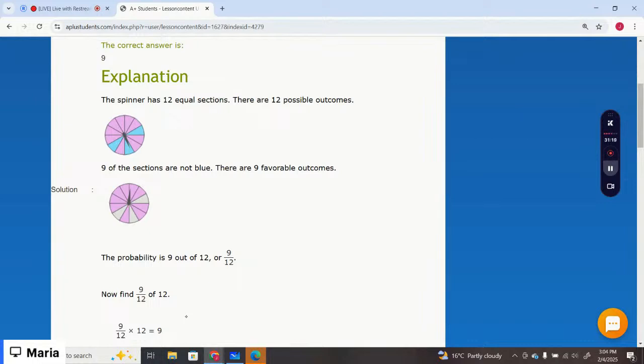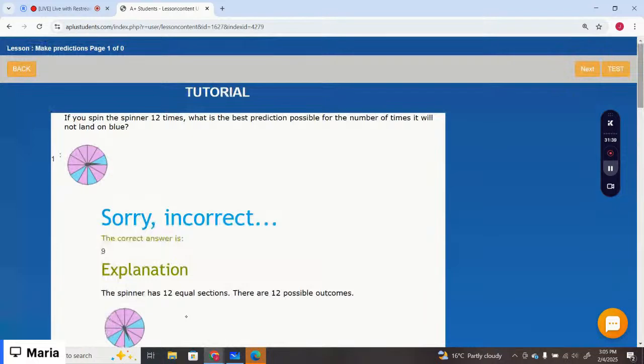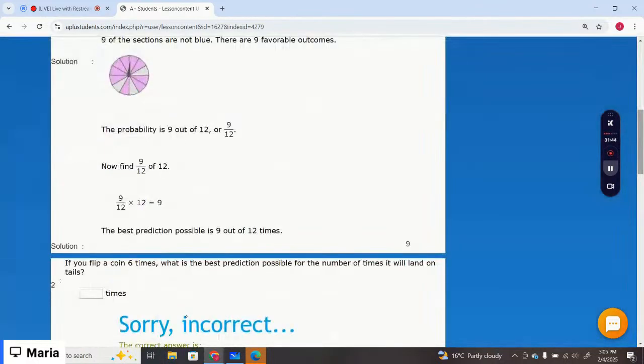The spinner has 12 equal sections, right? So the ones that are not blue means the purple ones. They are 1, 2, 3, 4, 5, 6, 7, 8, 9. So the probability of the event that is not blue is 9 out of 12. You spin the spinner 12 times. 9 by 12 times 12 is 9. So that means the best prediction possible is 9.